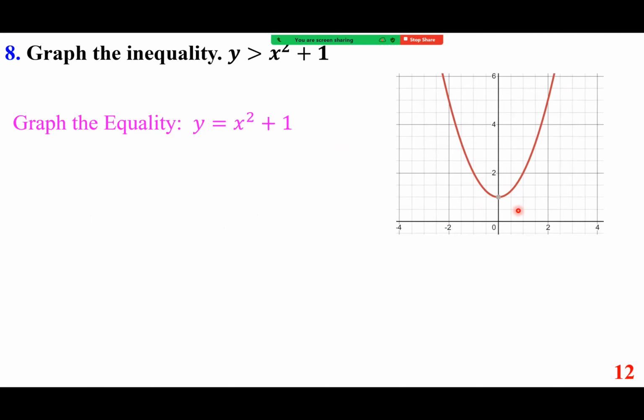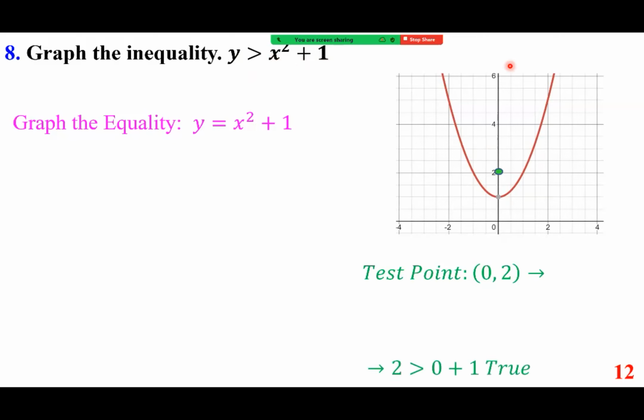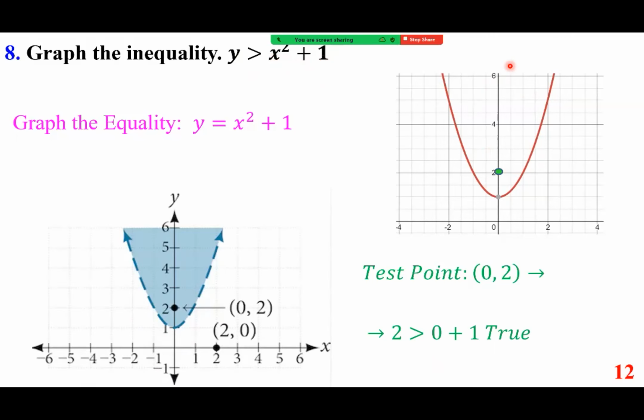Now we can pick a test point. That means somewhere inside or outside that. For example, if I pick 0, 2, that means I'm checking this one. If it's a true statement, I shade the inside. If it's false, I shade the outside. So I put the 0, 2 into the original inequality. I replace the x with 0. Y, which is 2, is larger than 1. Yes. Therefore, I shade the inside. So that's the answer.